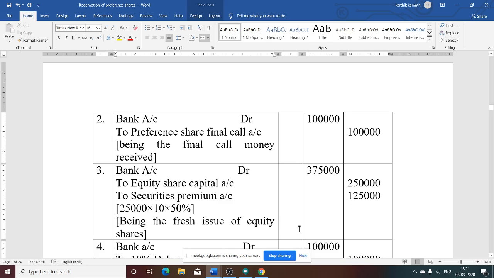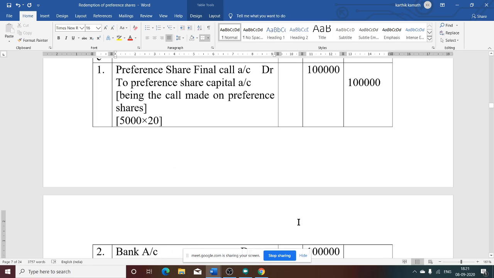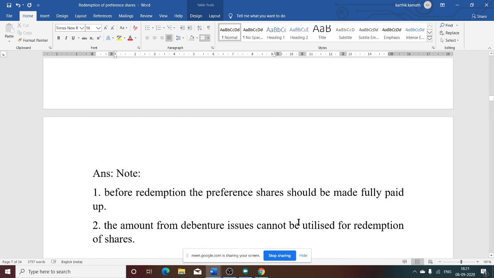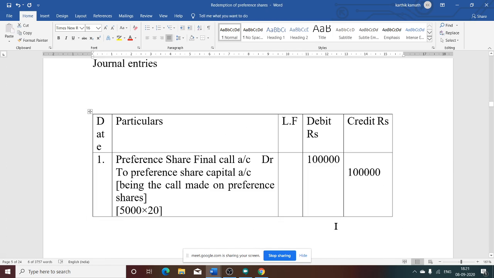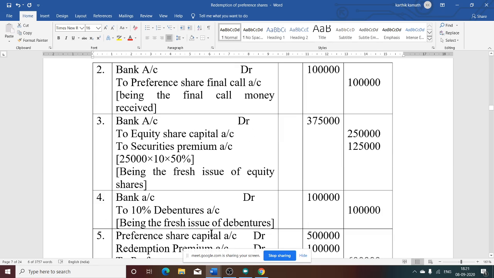Now, fourth one, there is debenture information given. Company also issued debenture, right? So for that one entry, you need to pass bank account debit to concerned debenture account. So here, the class of debenture is 10% debenture. Bank to 10% debenture account 1 lakh, directly given in the problem. That is being a fresh issue of debenture. That is fourth journal entry for the issue of debenture, not to be used for the purpose of redemption. But the company issued, that is why we are passing one journal entry.